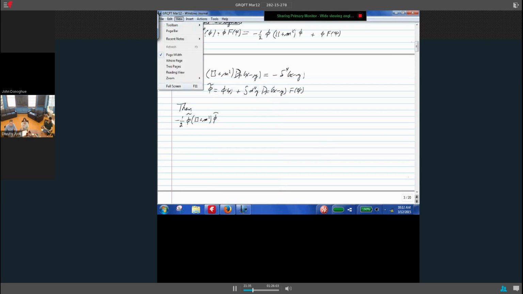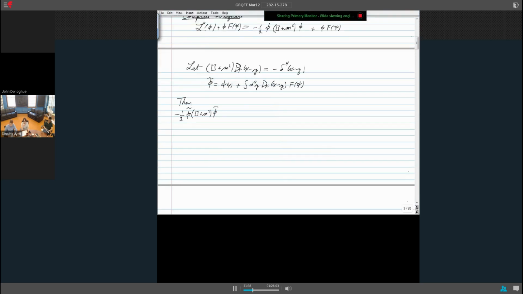Okay, so if we make that definition, then if I have minus a half phi twiddle (box plus m squared) phi twiddle, I have that combination. Well, it starts off with the same thing with phi.